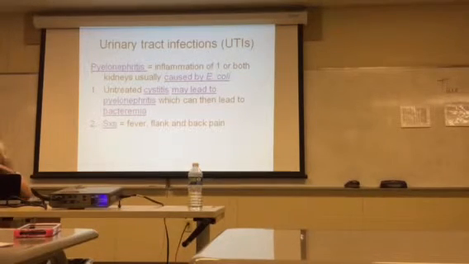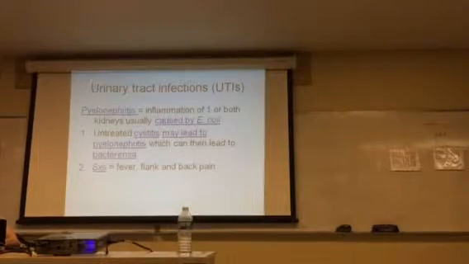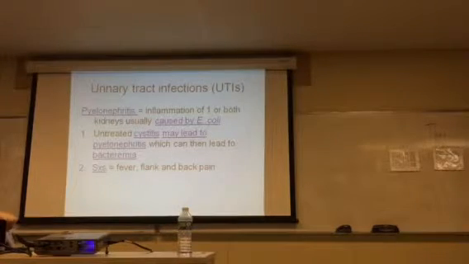Pyelonephritis is inflammation of one or both kidneys. This one is also usually caused by E. coli. So if you have a bladder infection, which we're calling cystitis, and you don't treat it right away, it could ascend up to the kidneys and cause pyelonephritis. And then that can lead to bacteremia, meaning that the blood filters through the kidneys, so now that bacteria is going to be spread in the blood through your body.